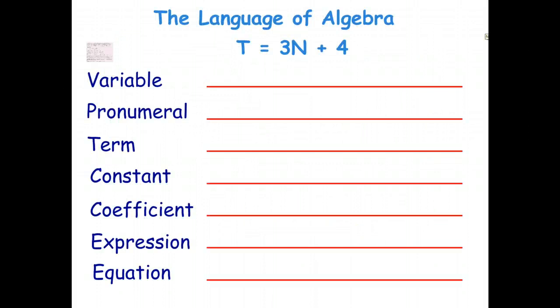Let's have a look at the language of algebra. I'm going to start with this one at the bottom because this is called an equation. An equation is a statement using algebra that contains an equal sign. So if you see an equal sign, it's called an equation. So, get my pen tool. The equation is t equals 3n plus 4.